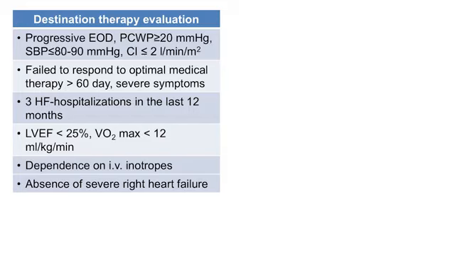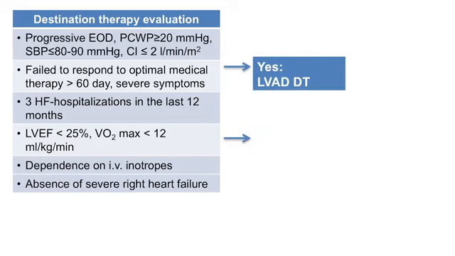Patients have to be really sick, and we measure this with certain tests, especially in the heart catheterization laboratory, as shown on the left side. Usually the patients have 3 or more heart failure hospitalizations within the last 12 months. They usually are failing to respond to optimal medical therapy. The ejection fraction is usually quite low, below 25%, and many of them are IV inotrope dependent. And of course, when we put in a left ventricular assist device, the right heart should be working quite well. If these factors apply, then the patient is operated and the left ventricular assist device is implanted. If this is not possible, then the patient will go to palliative care.